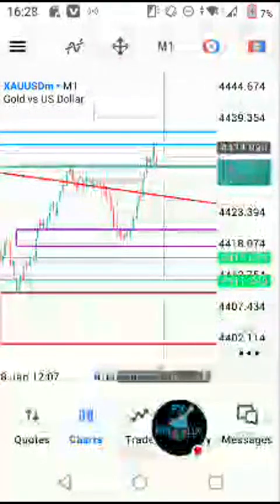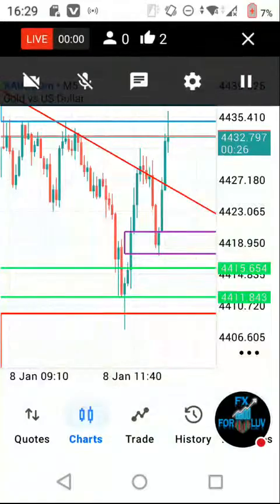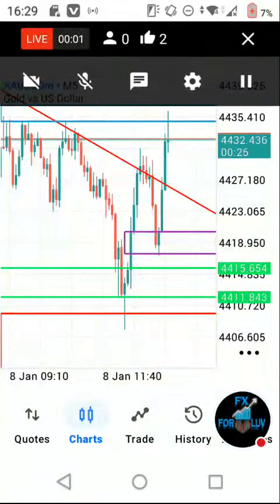So if price is still having this supply zone, and this supply zone, and this supply zone.